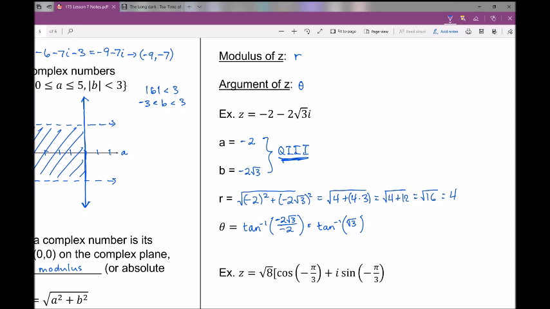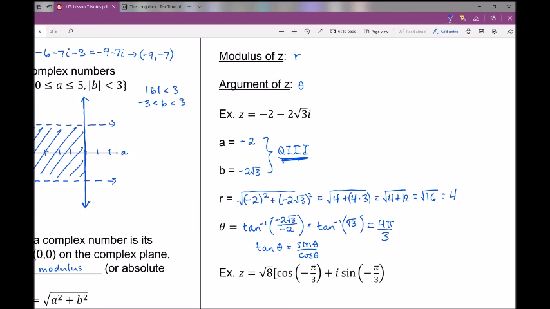And an equivalent question is, since tangent is sine over cosine, our equivalent question is, what angle in the third quadrant has a sine of the square root of 3 over 2? Or negative square root of 3 over 2. And the angle we get is 4 pi over 3. So that is going to be the argument of our complex number.